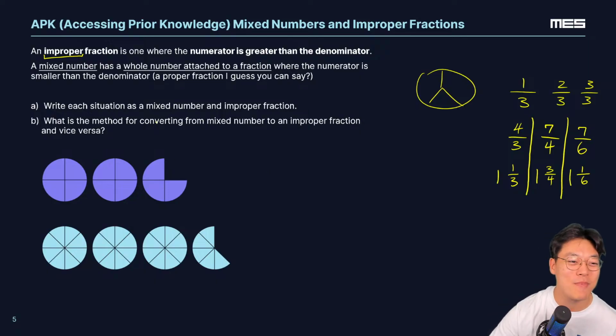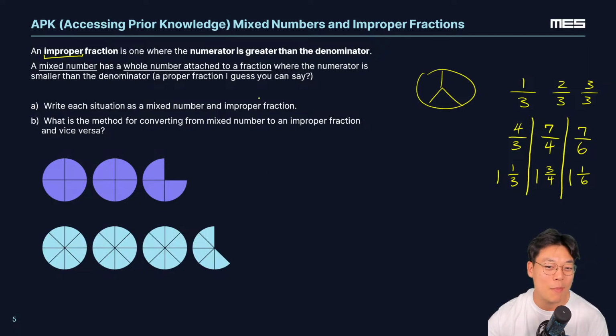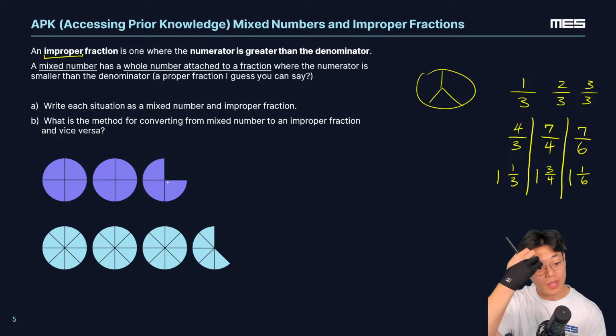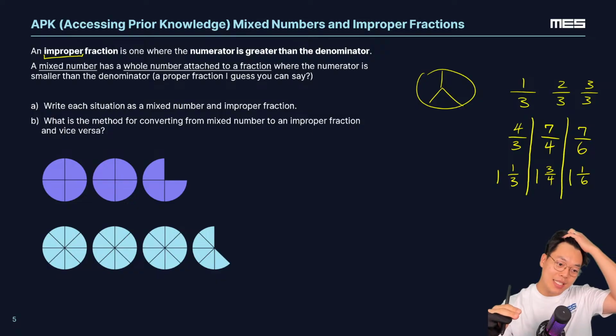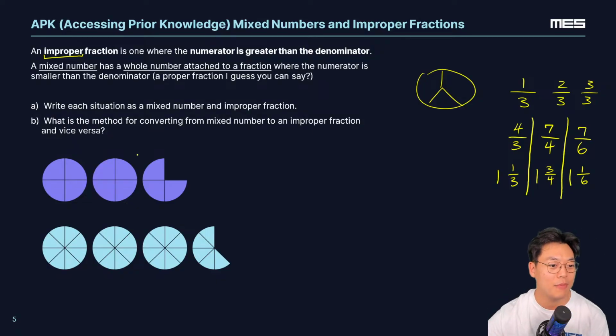Great start. Now, write each situation as a mixed number and improper fraction. Let's do that. So for this first one in the darker blue, what would the mixed number be? We have one example in darker blue on top and a second example in lighter blue on the bottom. For this first one, how would you write this as a mixed number?